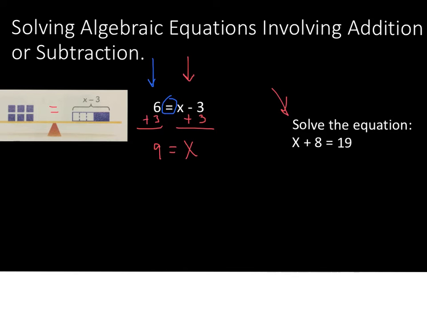So let's go ahead and take a look at this one over here. We have this equation. It says x plus 8 equals 19. So again, what I'm going to do is I'm going to subtract 8 here to get x by itself. So now I have x equals, but I have to subtract 8 here to keep my equation balanced. So 19 minus 8 is 11. And again, if we were to substitute, 11 plus 8 does give us 19.